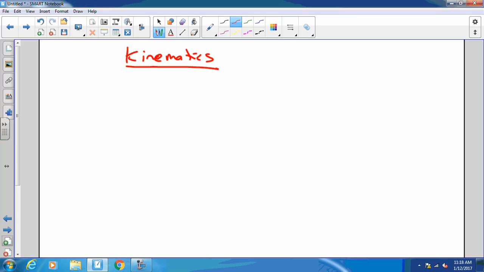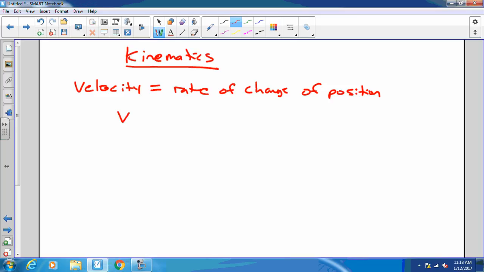Kinetics. Whether we're operating in one dimension or two dimensions, we keep the same equations of motion with constant acceleration. But first, we had to define some terms. Velocity, rate of change of position, and therefore we define the velocity on average to be change in position over change in time.